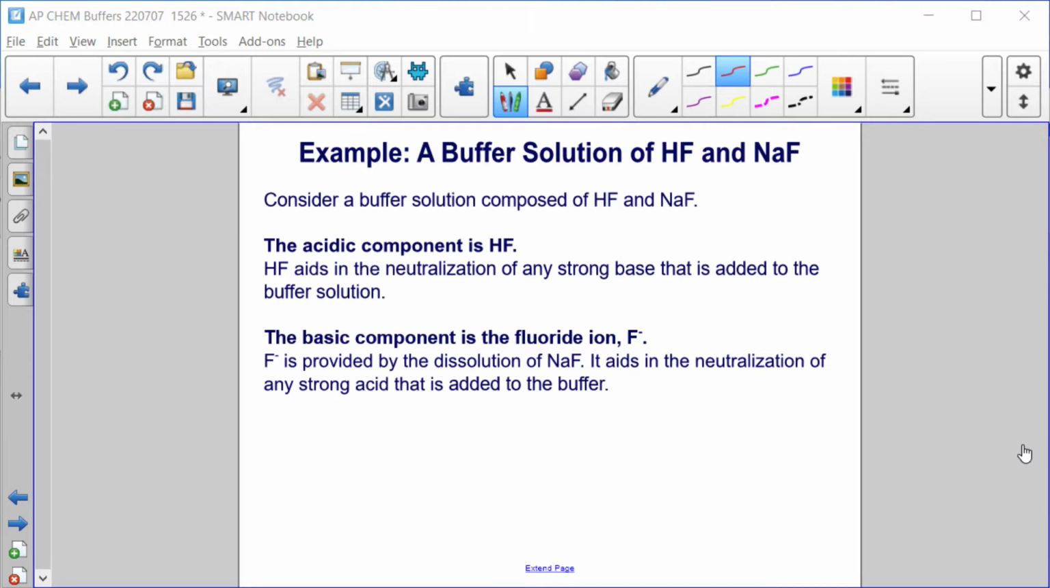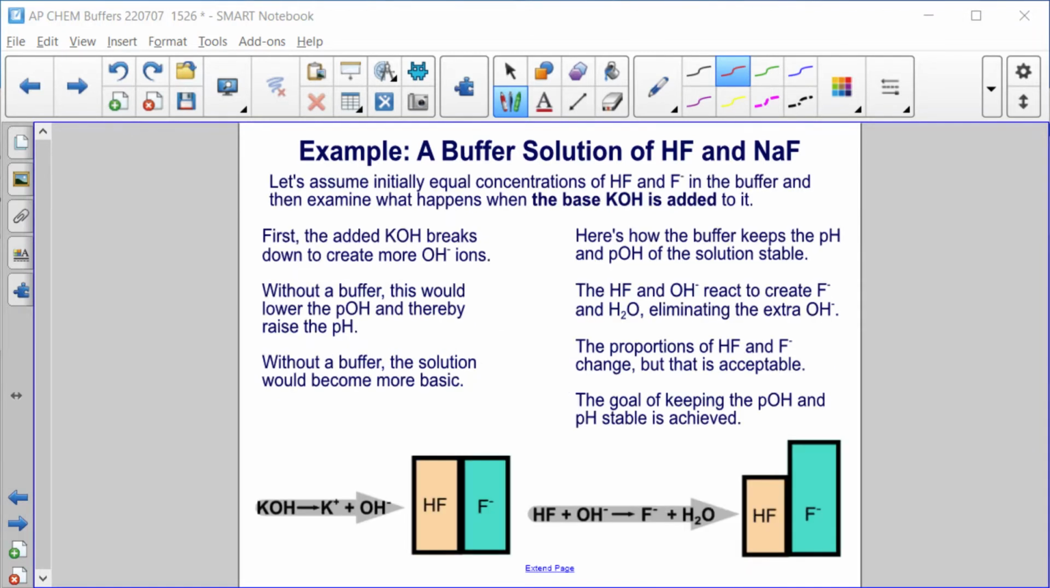HF aids in the neutralization of any strong base that is added to the buffer solution. The basic component is the fluoride ion, F-, which comes from the sodium fluoride. It aids in the neutralization of any strong acid that is added to the buffer. Let's assume initially equal concentrations of HF and F- in the buffer, and then examine what happens when the base KOH is added to it.